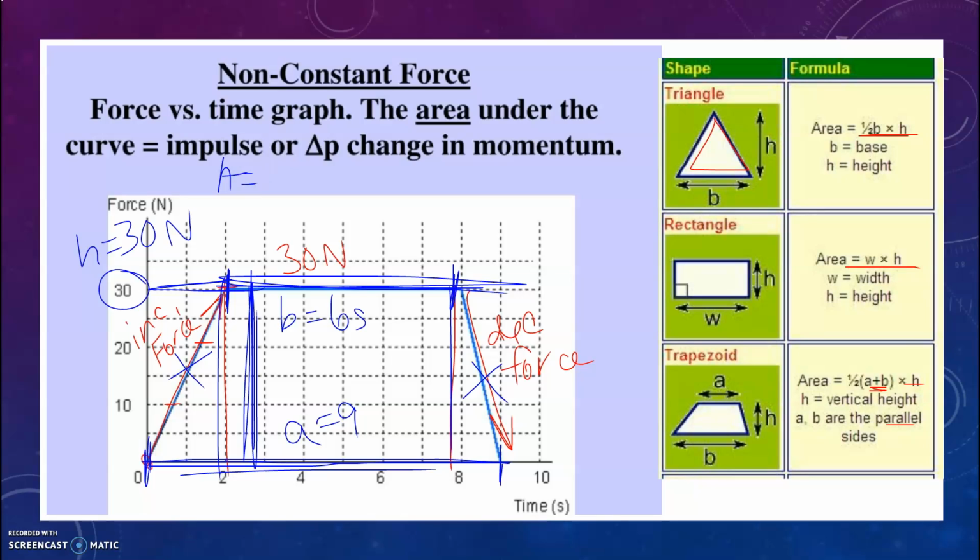So using our equation for area, 1/2 times (A plus B) times height, we can plug in 1/2 times (A was 9 plus B was 6) times a height of 30 newtons. So when we plug this into our calculator, we would have 1/2 times 15 times 30. And this is going to give us 225 newtons times seconds.